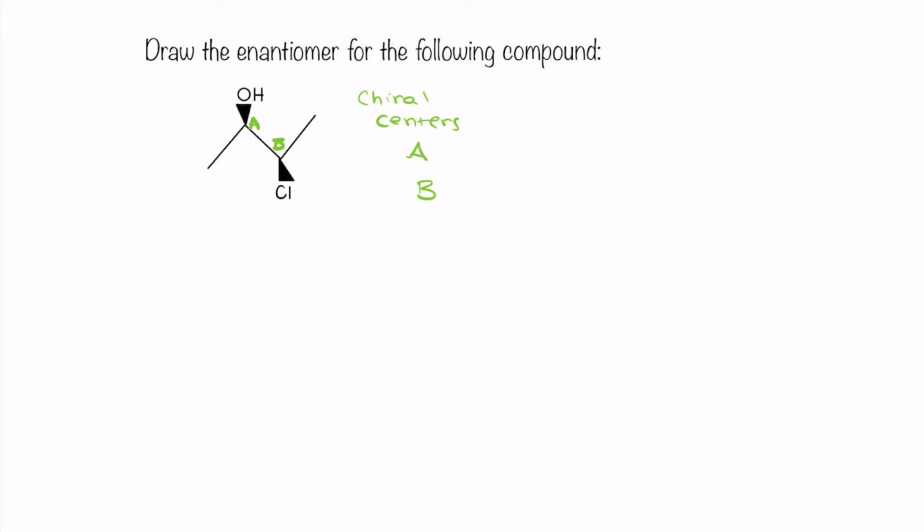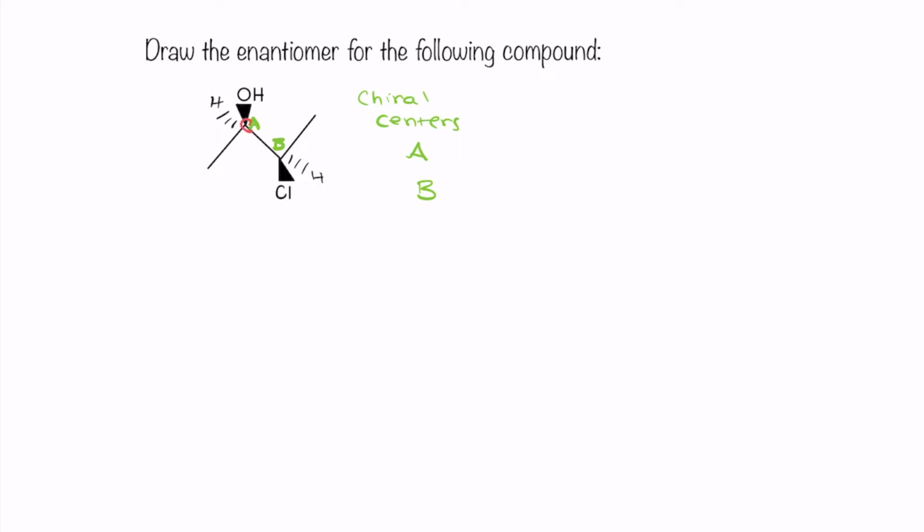Draw in those hydrogens so we can do that. Now take a moment to pause the video and assign configuration for chiral center A and B.